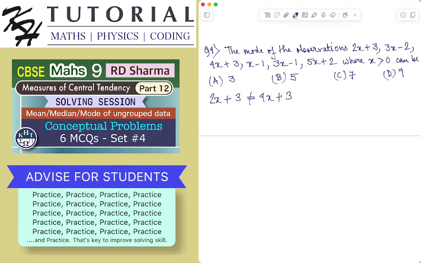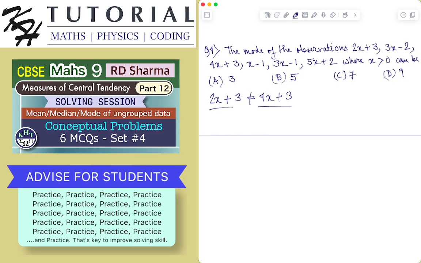Now 2x plus 3 can never be equal to 4x plus 3, because if 2x plus 3 is equal to 4x plus 3, we will get the value of x as 0, but it is given x is greater than 0. So these two have to be unique observations.